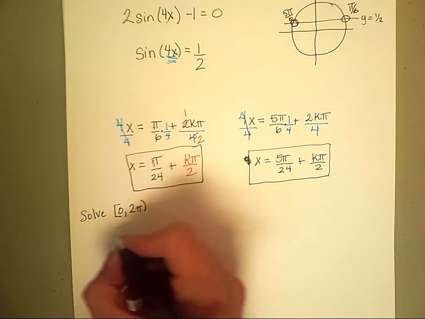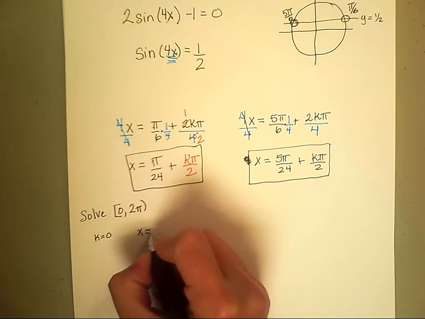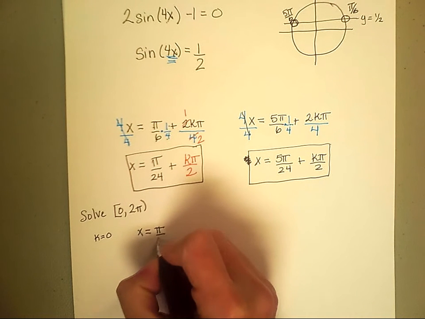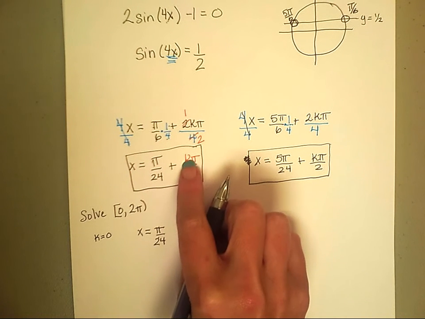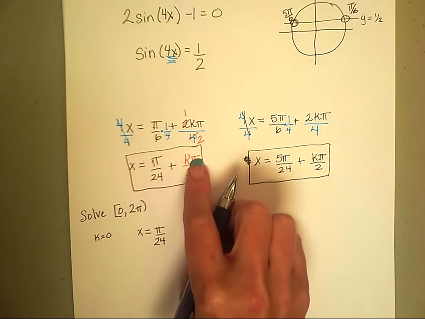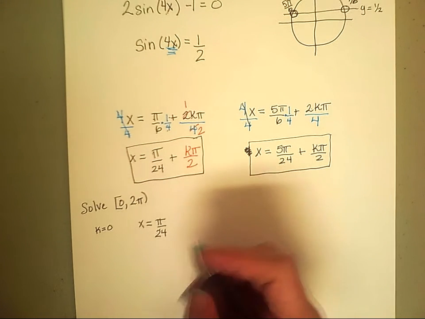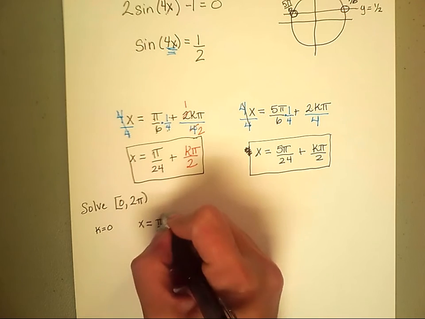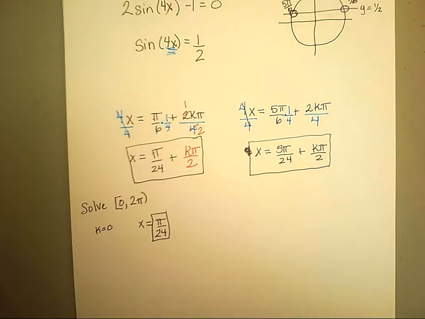So, what's our first solution? Well, when k is equal to 0, we just get our first one, π over 24. I'm going to just work with this branch now, because if k is 0, we get 0 times π, which is just 0, divided by 2, which is still just 0. So this is our first one.